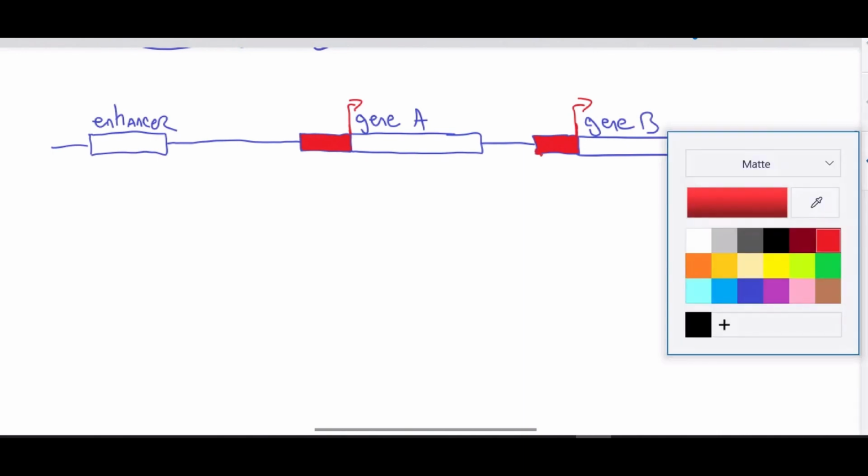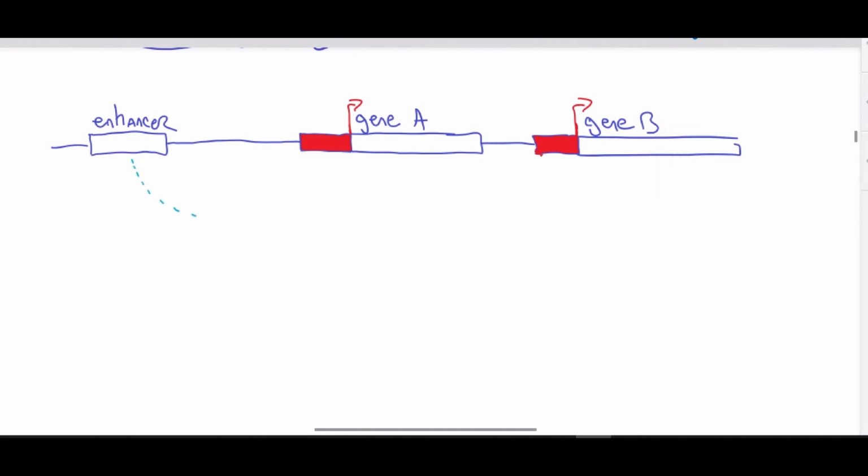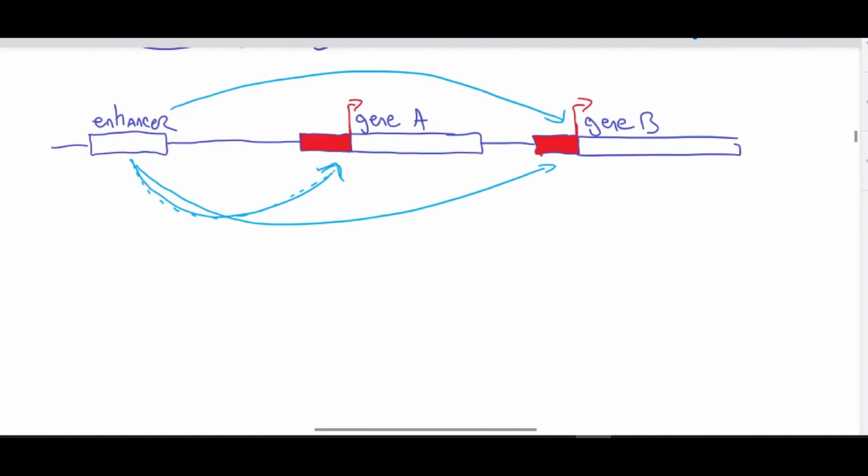Now, this enhancer right here, let's say this enhancer increases the transcription rates of both of these genes right here, even the one that's located very far away. So that's one of the most interesting things about an enhancer, is they can work on genes that are located very far from the enhancer.